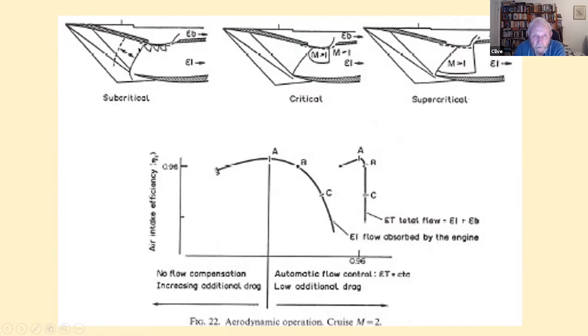This deteriorates into a small set of shocklets. The normal shock disappears, and the bleed inside increases. So you get a situation where it's moving from there to there. The total capture is reducing. The intake recovery is reducing. What you really want to be operating is there, if you can.